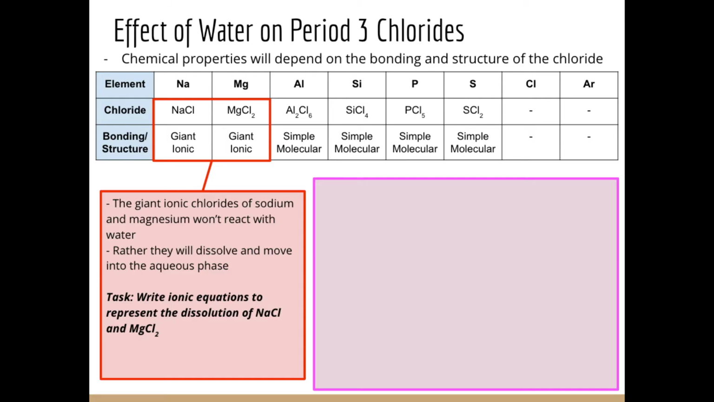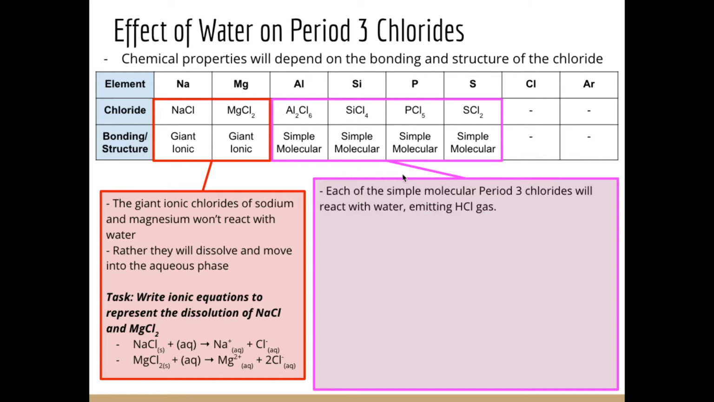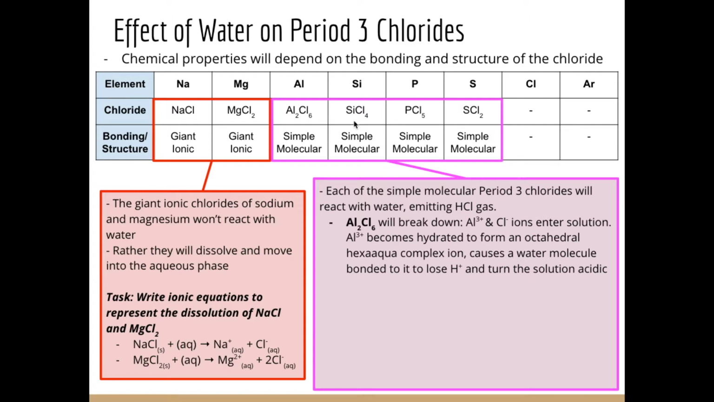And that is what we observe here. Now, more interestingly, let's look at the simple molecular ones because we do see a chemical change when they are placed in water. Each of the simple molecular period 3 chlorides will react with water, emitting HCl gas. AlCl3 is a bit different to the others.